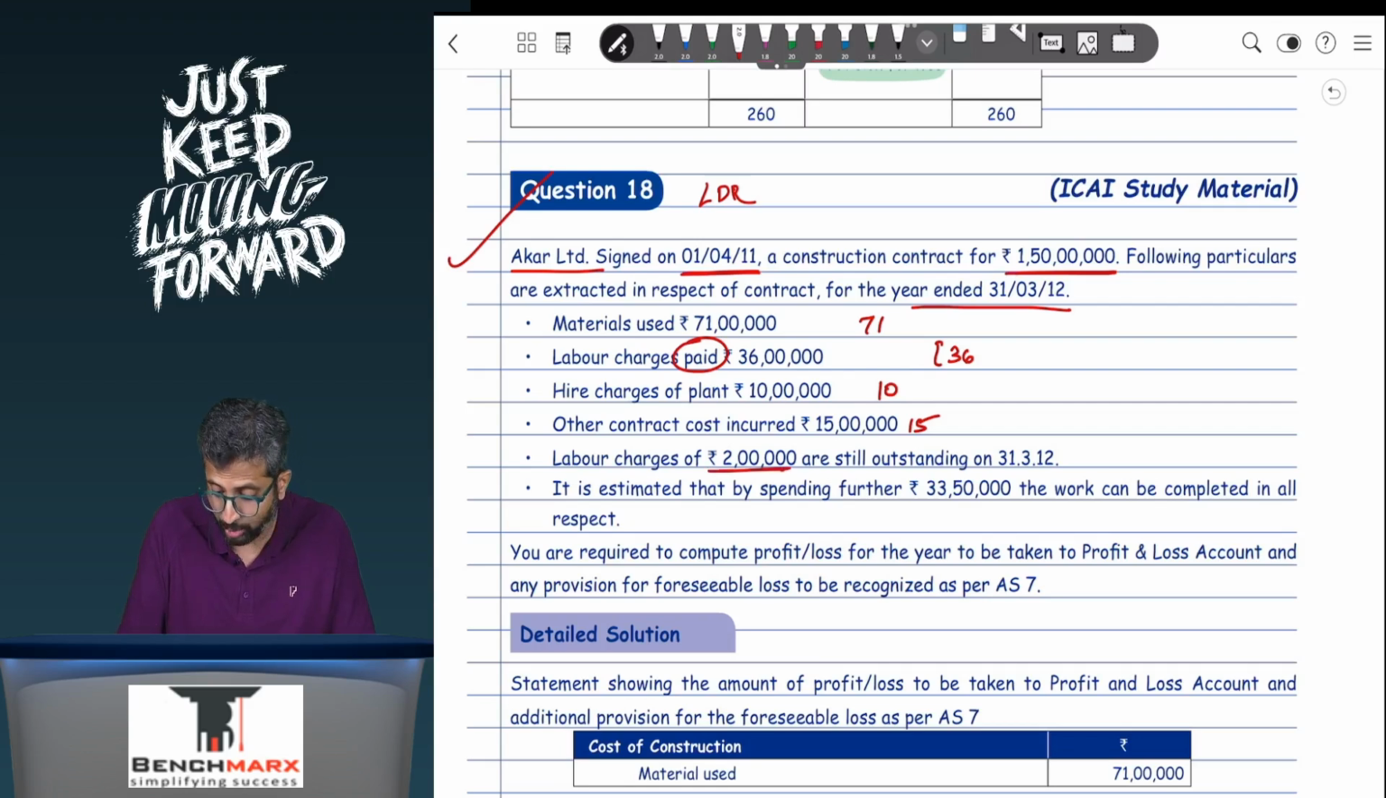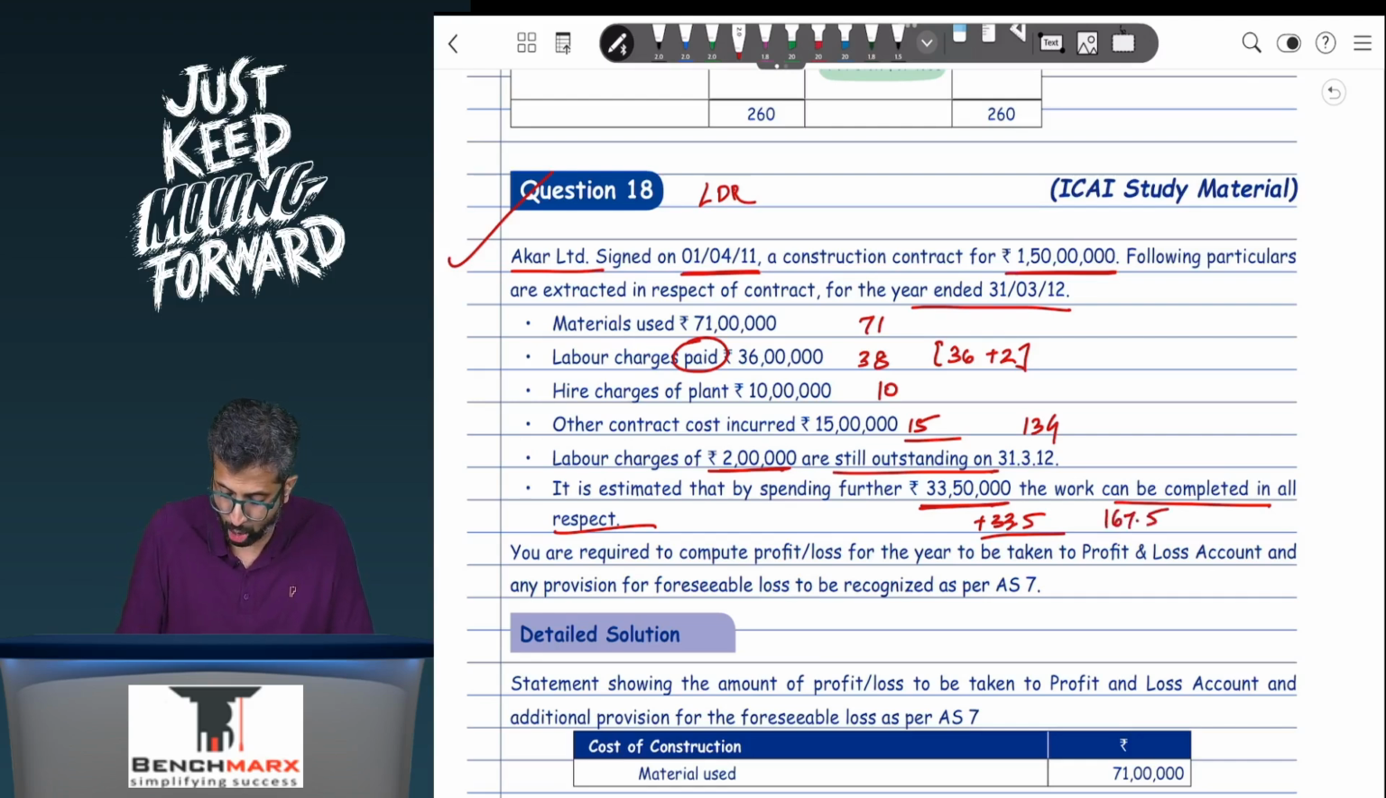Now labor charges of 2 lakhs are still outstanding. Even if they are outstanding, labor has done the work, and hence your total labor cost is going to be 36 plus 2, that is equal to 38. It is estimated that by spending a further 33.5 the work can be completed in all respects. That is the future estimated cost. Now cost incurred till date is 71 plus 38 plus 25, that is 134 of cost incurred, plus 33.5 yet to be incurred, and hence your total estimated cost will be 167.5.